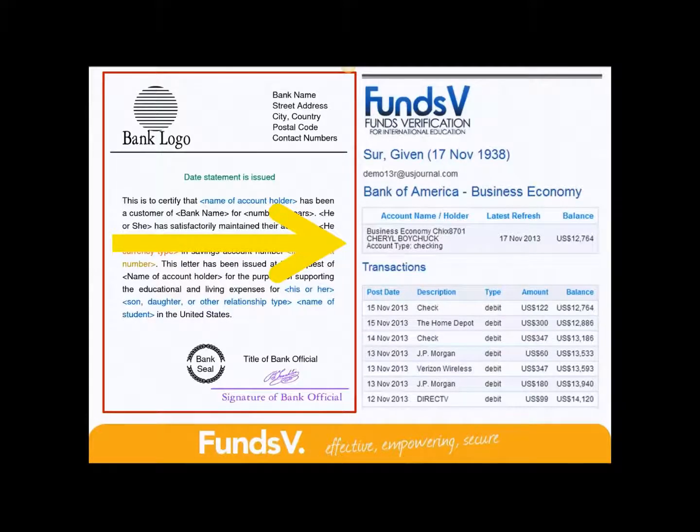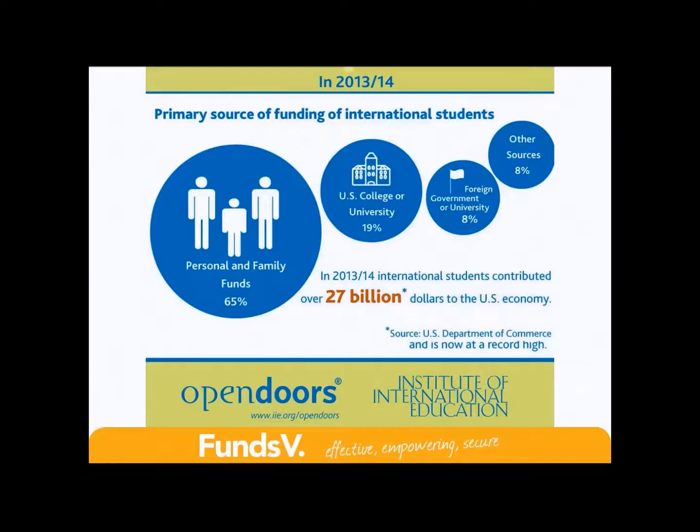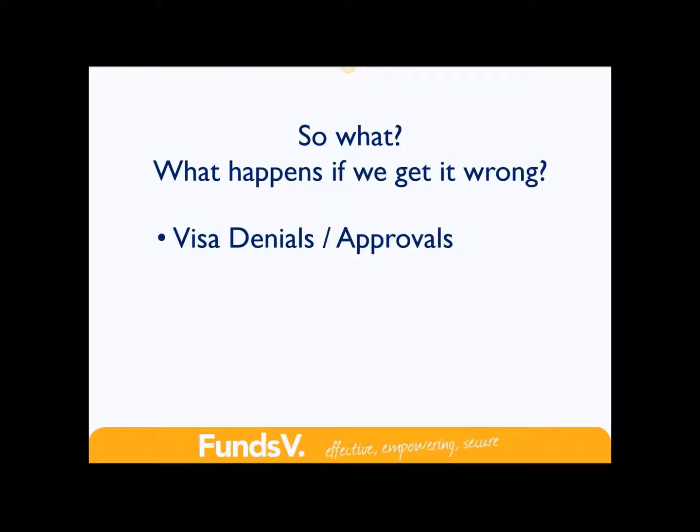So FundsV provides a clear alternative to the current practice of bank statements with logos, seals, or signatures that can be pretty easily manipulated. So why does that matter? The very latest data reveals that 65% of the 886,000 international students currently in the United States cited personal and family funds as their primary source of funding to pay for their tuition and living expenses. So in the vast majority of cases, bank statements were used early in the admissions process to satisfy the requirement to prove sufficient funds. So really, what's the big deal?